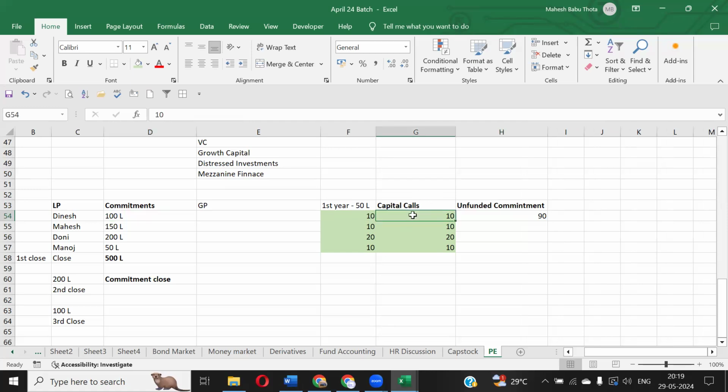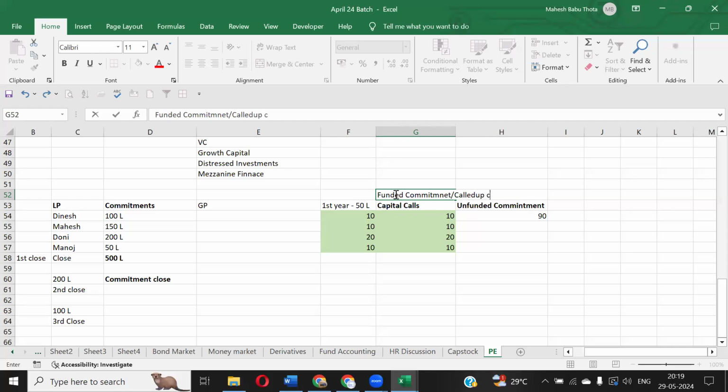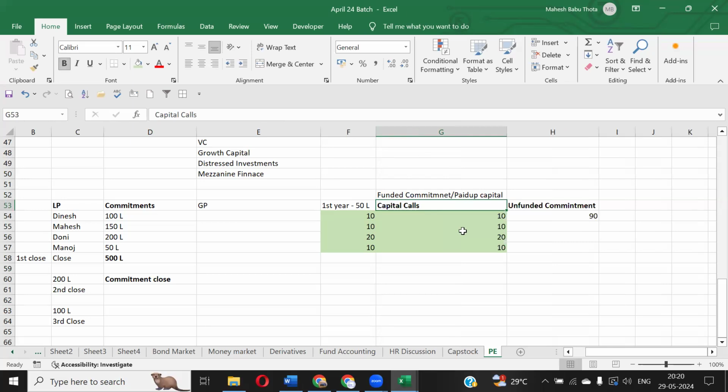What is a funded commitment? That means paid capital, 10 lakhs. So this is called funded commitment, or called up capital, or paid up capital. Sorry, paid up capital, not called up, paid up. So after paying this 10 lakhs, the remaining 90 lakhs is an unfunded commitment.